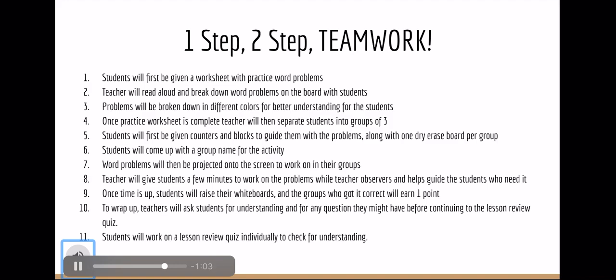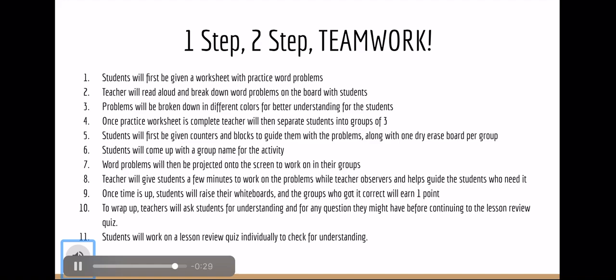Moving down to step 10, to wrap up, teachers will ask students for any questions they might have before continuing on to the review quiz. Say students still had questions on the first problem that they were given, and they just didn't fully grasp it. This is a chance for them to go back and fully understand what they were doing when they were working on their problems in their groups.